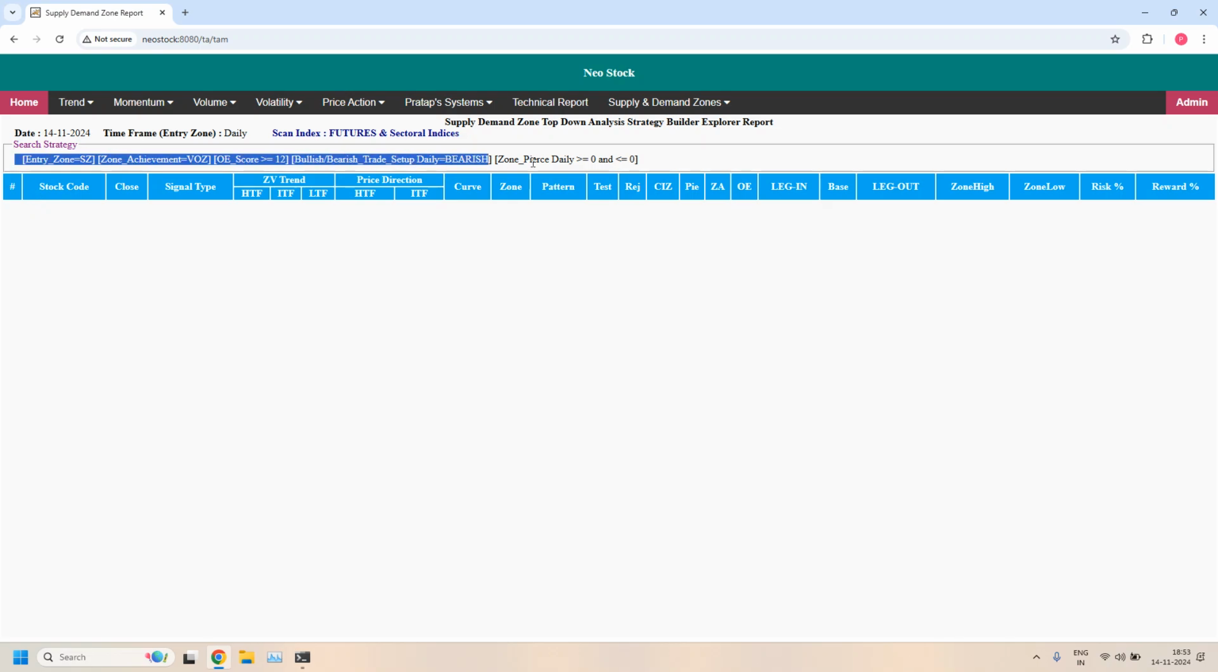Let us verify the filter in case we didn't make any mistake. Entry time frame is daily, perfect. Entry zone, supply zone. Zone achievement OE score greater than 12. And in bullish or bearish trade setup, daily time frame, we selected bearish. And the zone should not be pierced, greater than 0, less than 0. Perfect. We don't have any bearish trade setup for monthly income trade.